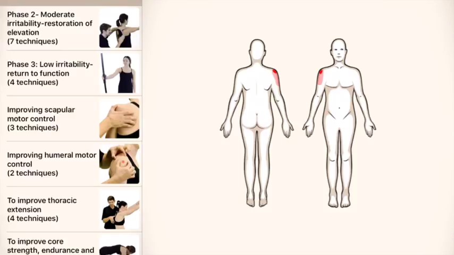In the end, many of these key impairments are the same, regardless of which phase of the pathology the patient is in. Okay, so that's shoulder pain with muscle power deficits.